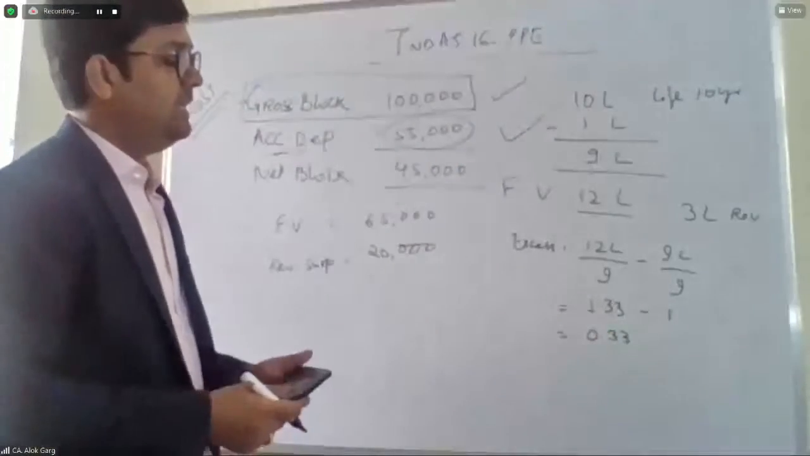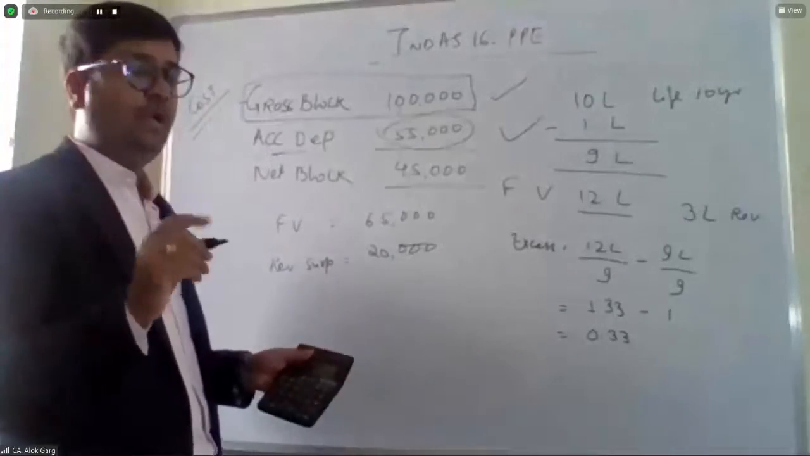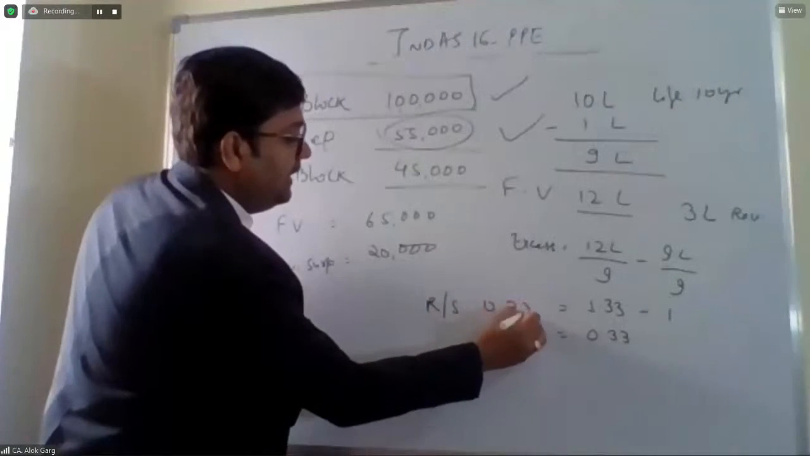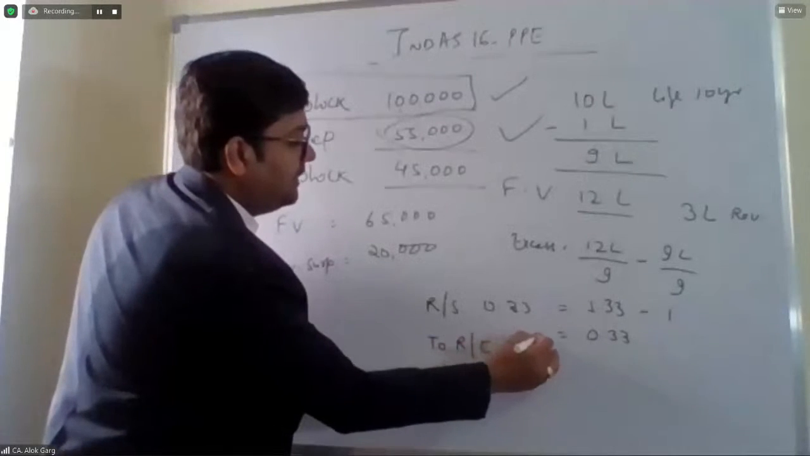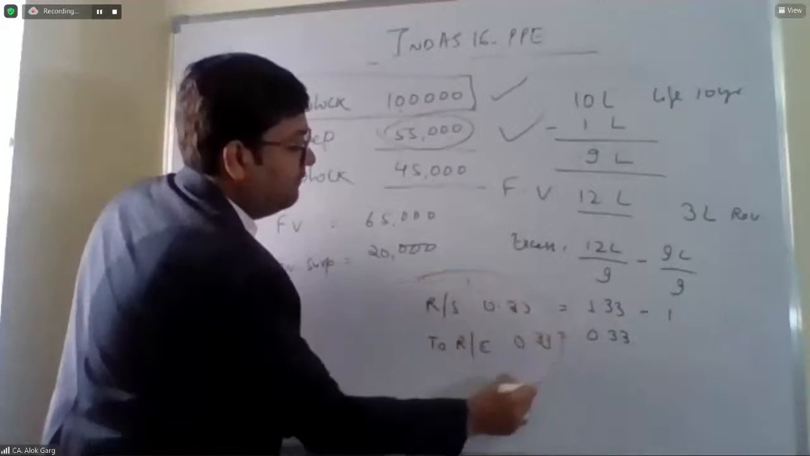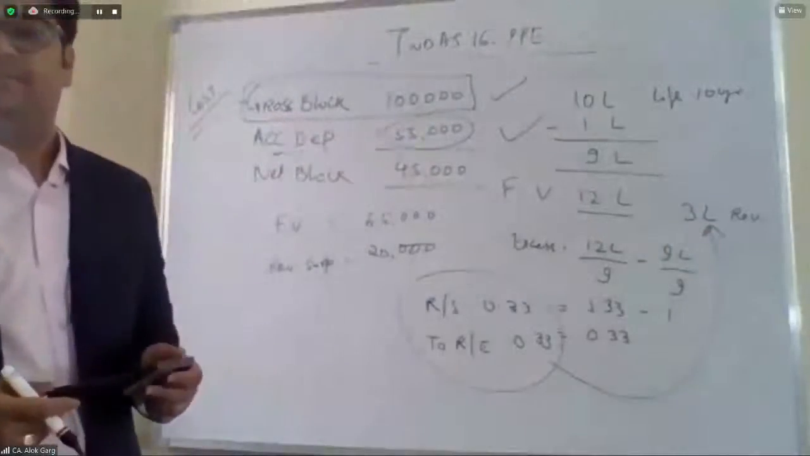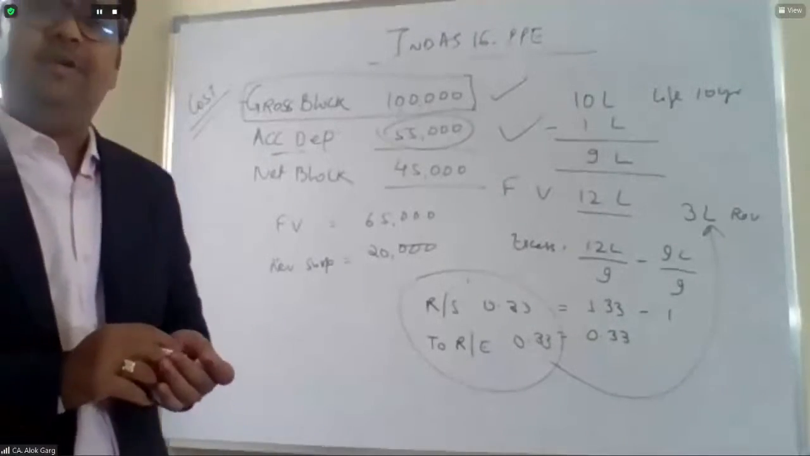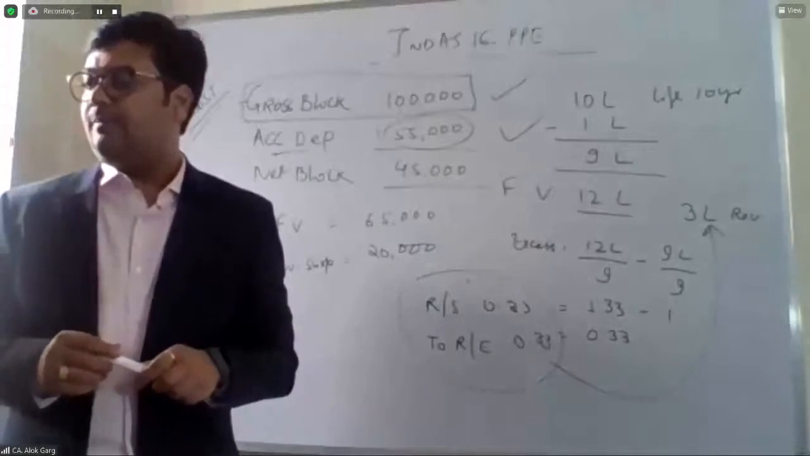So in this case, every year for the next 9 years, you will debit your revaluation surplus by 0.33 and credit your retained earnings by 0.33, so that your 3 lakh will become 0 at the end of 9 years. Okay. So you just need to understand the concept.